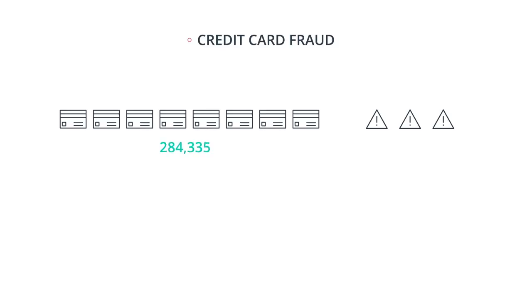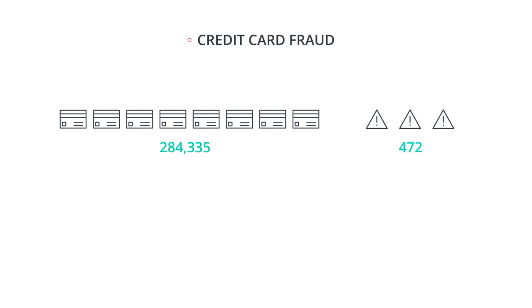There are 284,335 good transactions and 472 fraudulent transactions. This is actually real data. So let's try to come up with a model that has great accuracy, so a model that is correct most of the time. Can you help me think of a model that has over 99% accuracy?